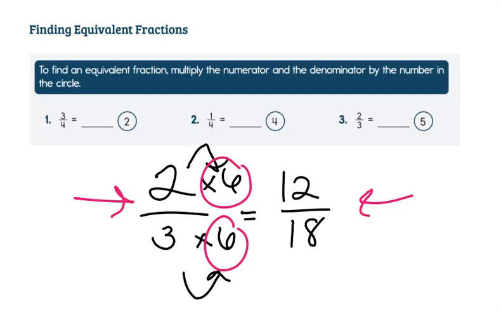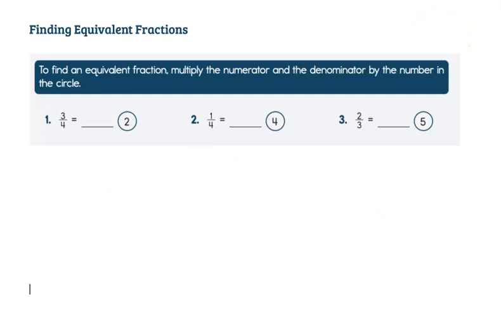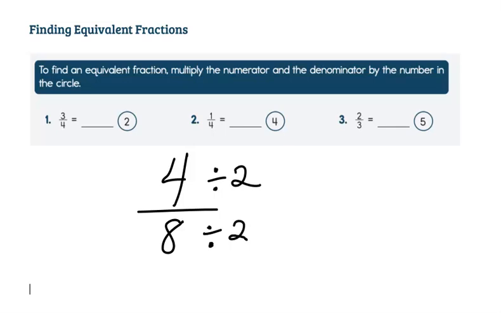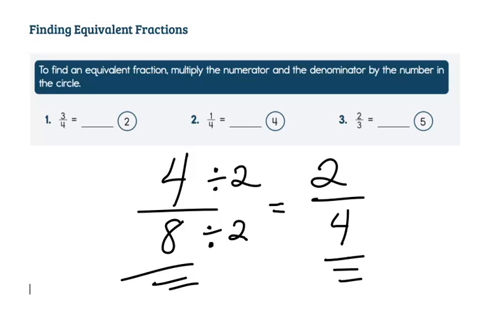Okay, so you know what? Let me quickly do an example with division. So for example, let's say we have the fraction 4 over 8. To find a fraction equivalent to that, I'm going to divide by 2 in the numerator and by 2 in the denominator. 4 divided by 2 is 2. 8 divided by 2 is 4. So 4 over 8 and 2 over 4 are equivalent fractions.